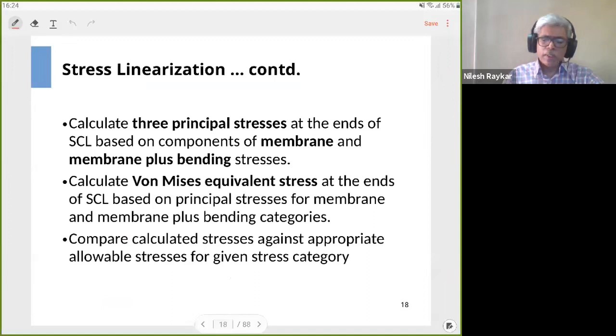So we are considering here, so it is continuation of linearization. So what I spoke of at the membrane, at the component level, you'll have to do categorization and then arrive at the combined analysis.